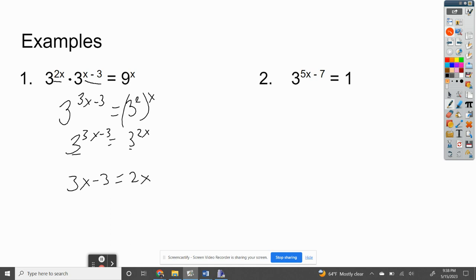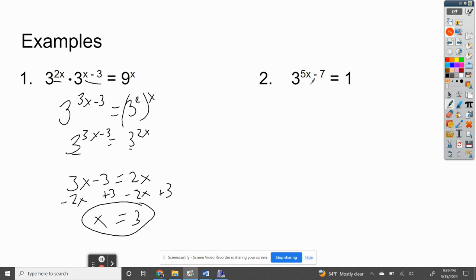And so then I will solve this any way you want. We'll subtract 2x from both sides, and we'll add 3 to both sides at the same time. So on the left, we're going to get an x, and on the right, we're going to get a 3. And so your solution should be 3.